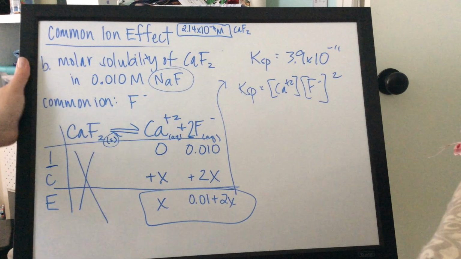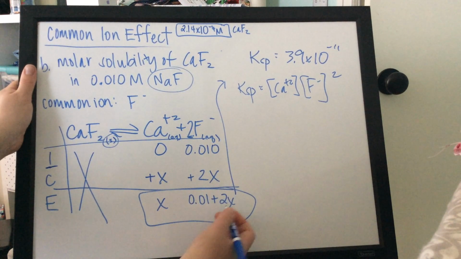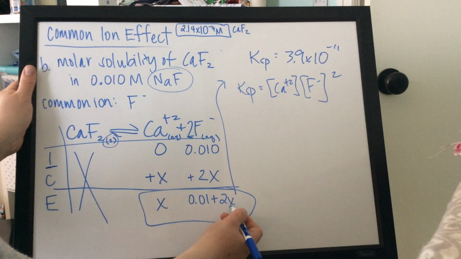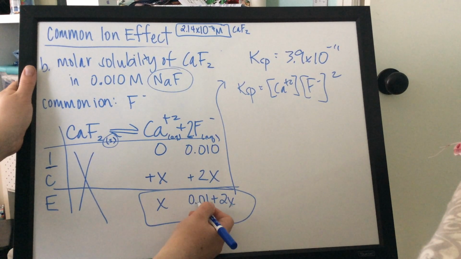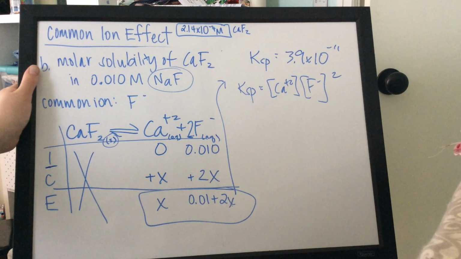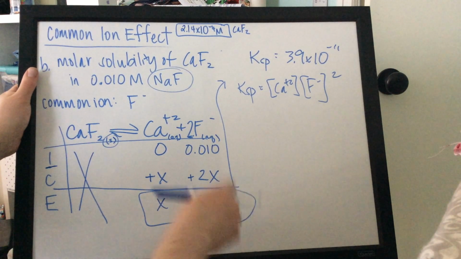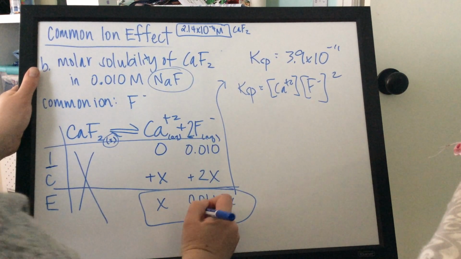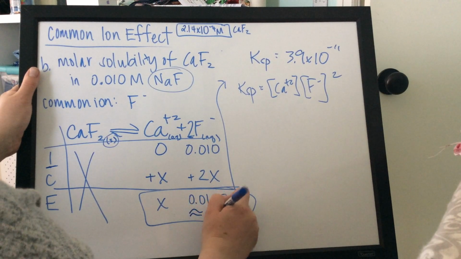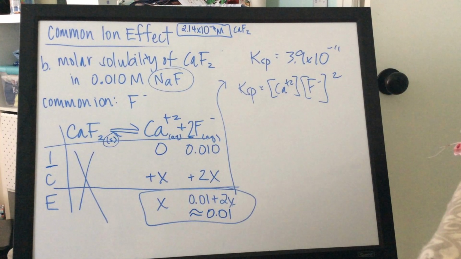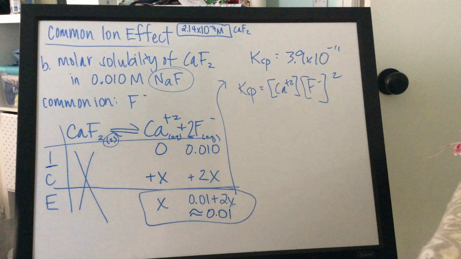So what we do is we make an assumption that the value of X, what's being added to the 0.01, is going to be really small. And so 0.01 plus 2 times a really, really small number is going to be approximately equal to just 0.01. I know that seems a little weird, because you're like, well, then what's the point of the 2X? Well, the point is it's going to increase by a little bit, but it's so minor that it's hardly going to affect anything.